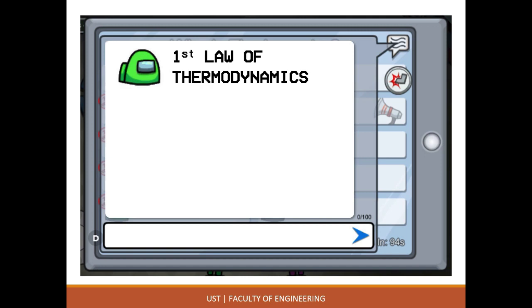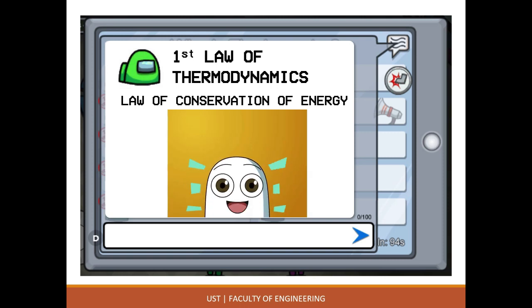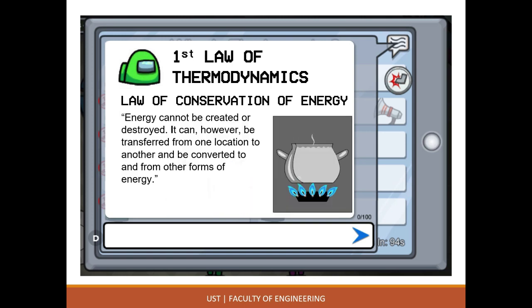The basis of the first law of thermodynamics is the law of conservation of energy. That is why they can sometimes be used interchangeably. Can you remember the statement of the law of conservation of energy? The law of conservation of energy states that energy cannot be created or destroyed. It can, however, be transferred from one location to another and be converted to and from other forms of energy.